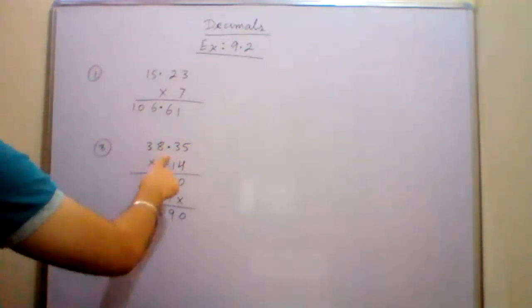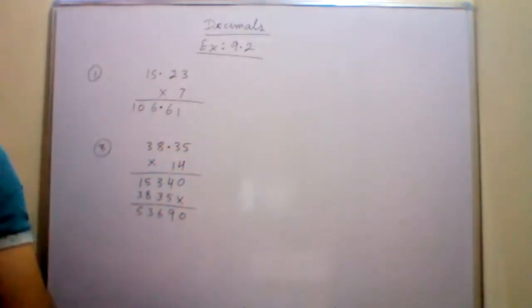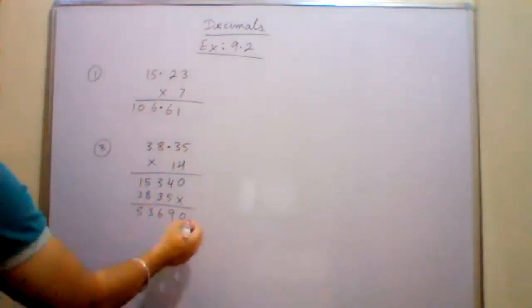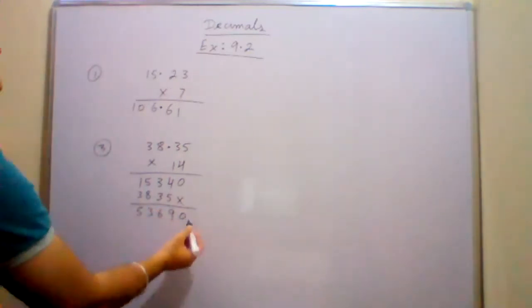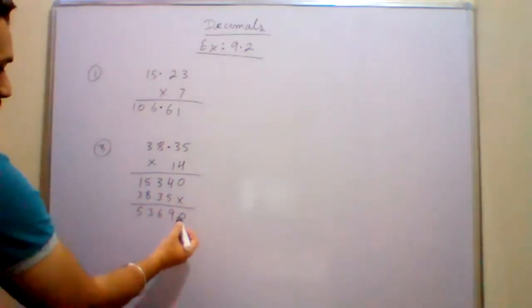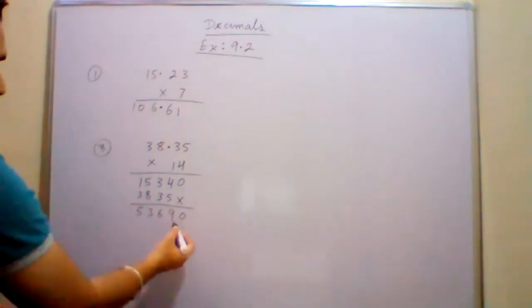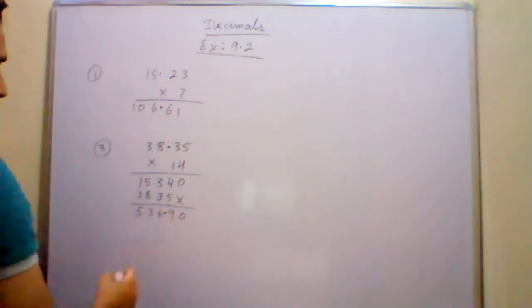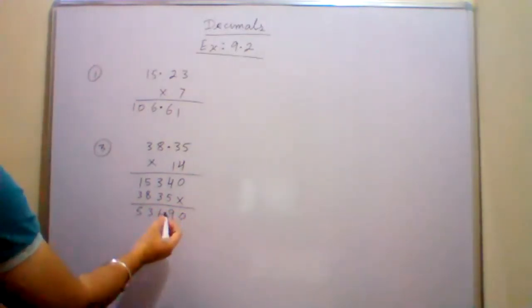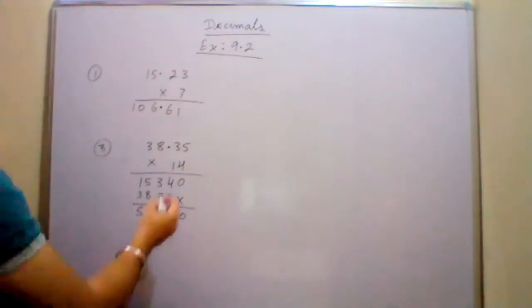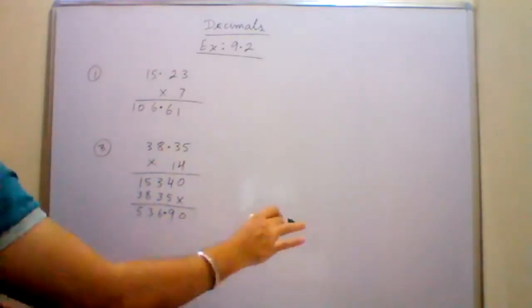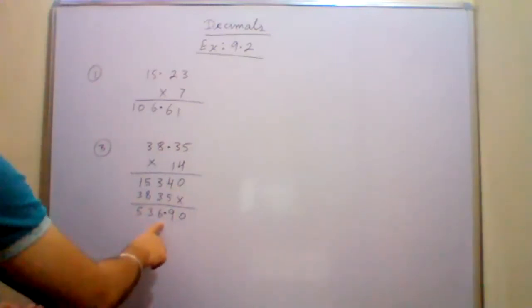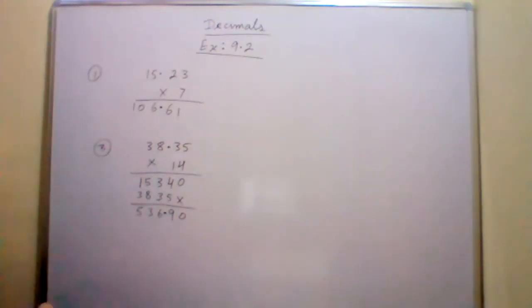How many decimal places are there in the first number? There are 2 decimal places. So in your answer, start from the right side. Count 2 digits, 1, 2, and leave 2 digits and insert the decimal, because there are 2 decimal places. So what is your answer? 536.90 is the answer.